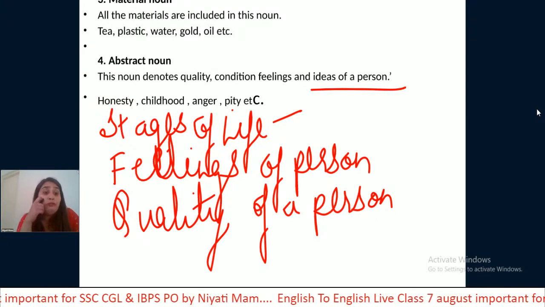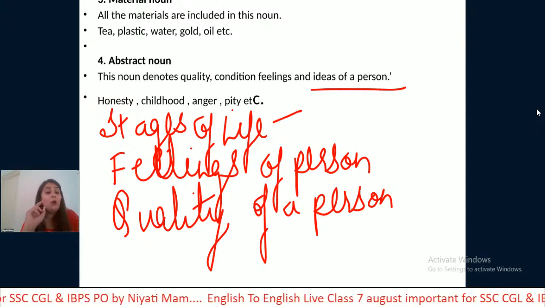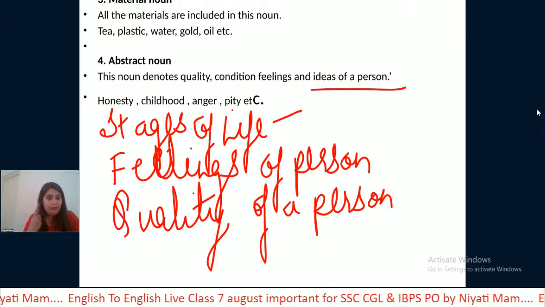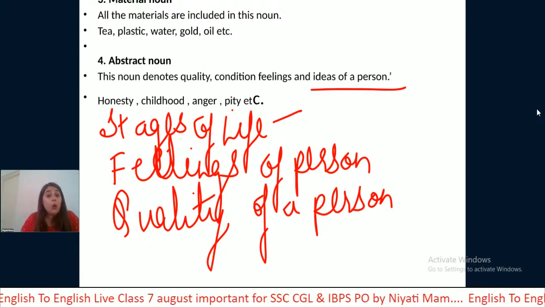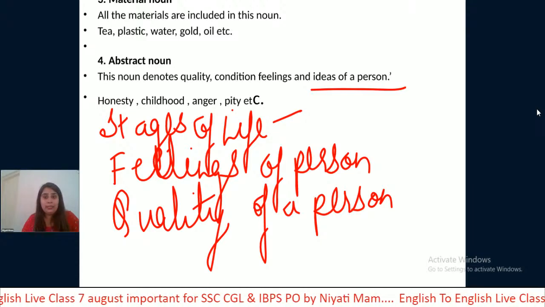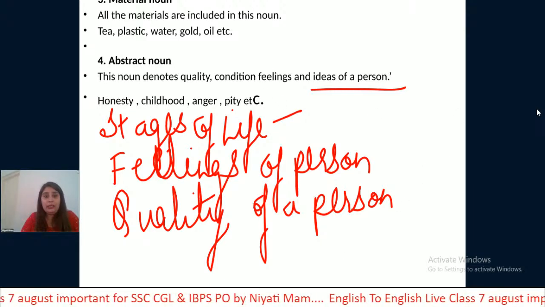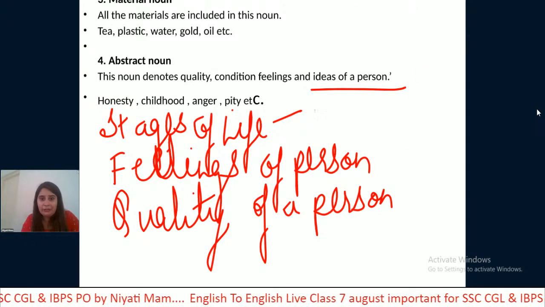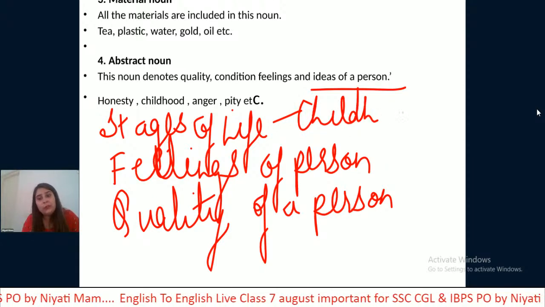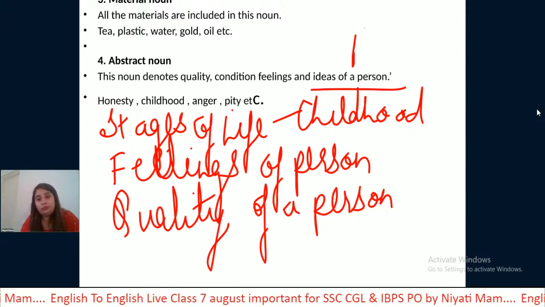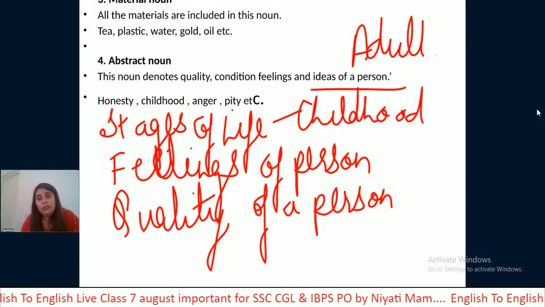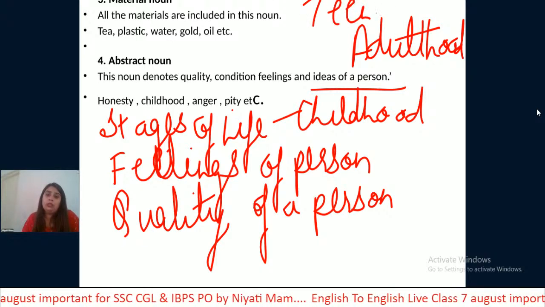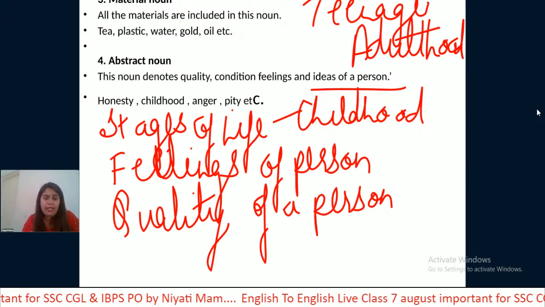We are talking about the fourth type of noun, which is abstract noun, and abstract noun covers three things: stages of life, feelings of a person, and quality of a person. If I talk about stages of life, they are childhood, adulthood, teenage. All these are your stages of life.